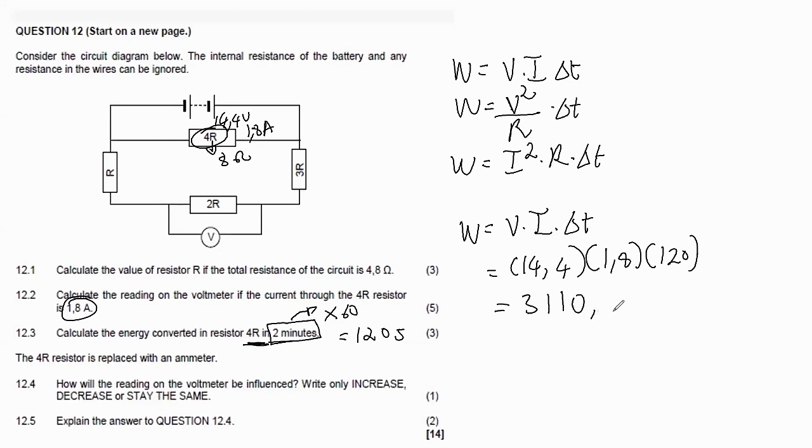3,110.4 joules, right? So even if you were to do the other formulas, you are supposed to get roughly the same answer. If it's not exactly the same, then yeah. And that's how you were supposed to calculate that one. So you can try with the other formulas and see if you end up with the same answer there.